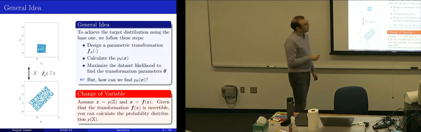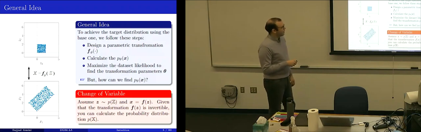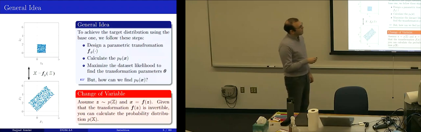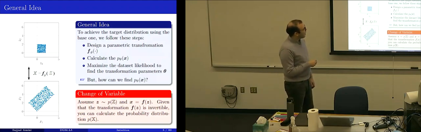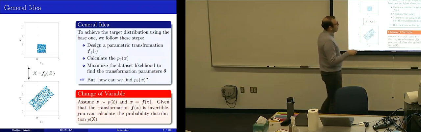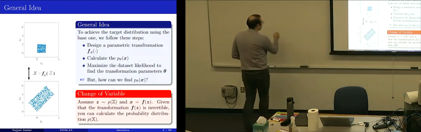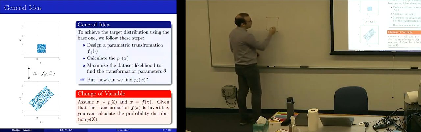What is the general idea in the normalizing flow models? The general idea is to achieve the target distribution using these steps. First, I want to design a parametric transformation f of theta, and then calculate p theta of x. What does it mean? This is the original base distribution.